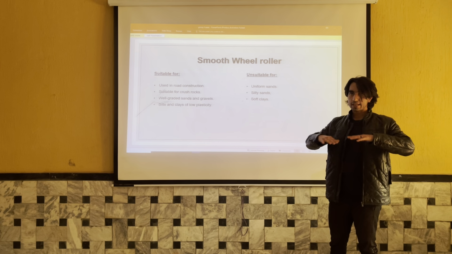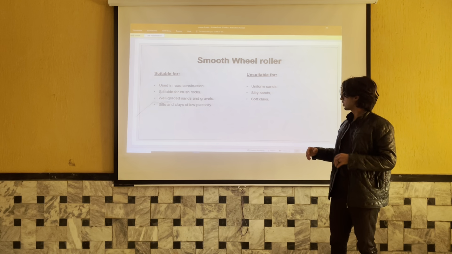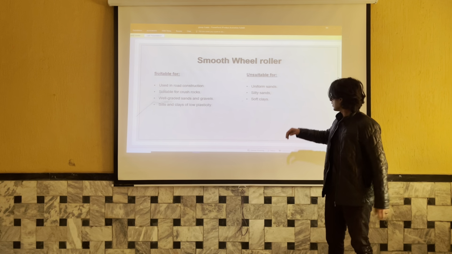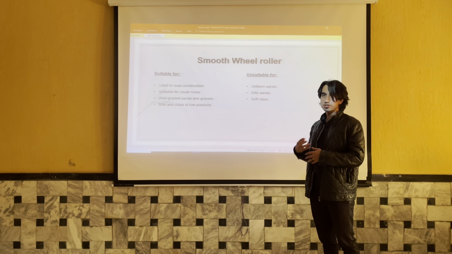Low plasticity means that it's kind of solid, so it doesn't settle quickly. So that's why we can use this type of roller. For the one with the higher plasticity, we use other types of rollers, which will be discussed later on. And it's unsuitable for uniform sands, silty sands, and soft clays, which I just mentioned.